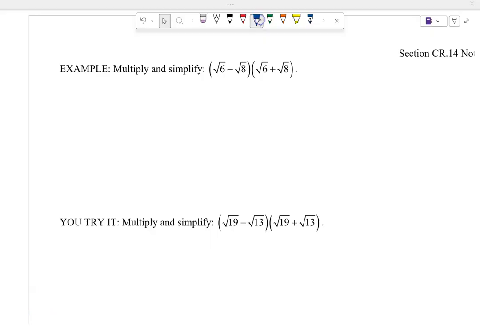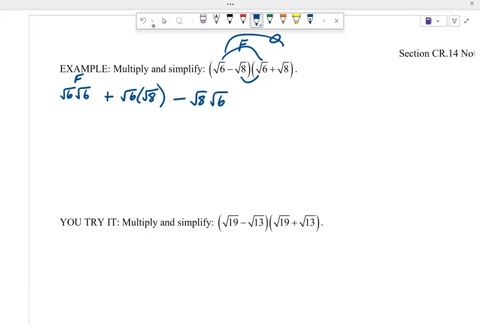Now we're going to go ahead and FOIL. So let's just go first. Square root of 6 times square root of 6. That's our first. Then we're going to go our outer. So we got square root of 6 times square root of 8. And we're going to do our inner, minus square root of 8 times square root of 6. That's our inner. Then our last. Negative times a positive is a negative. Root 8 times a root 8. Outer, inner, and last here at the end.